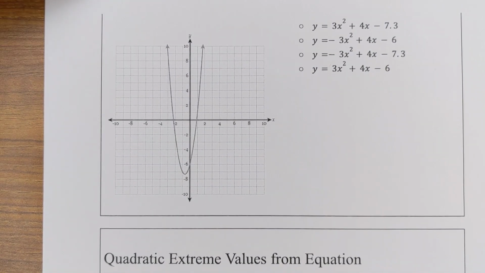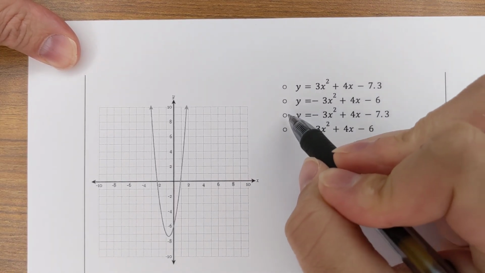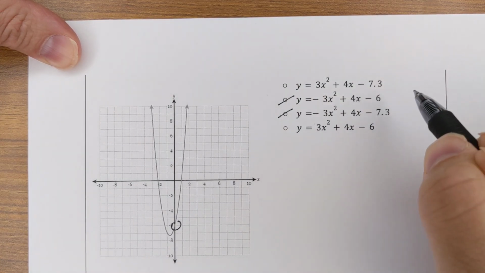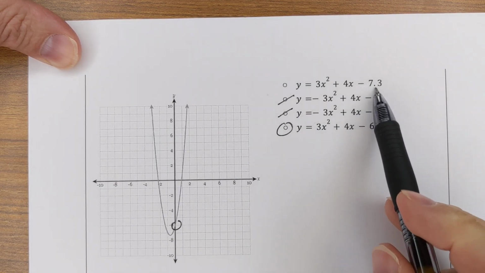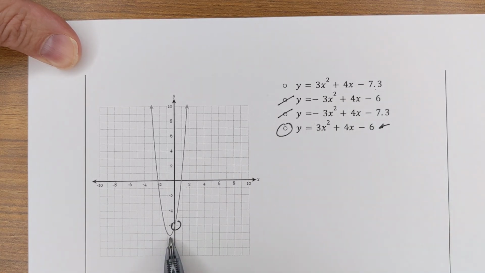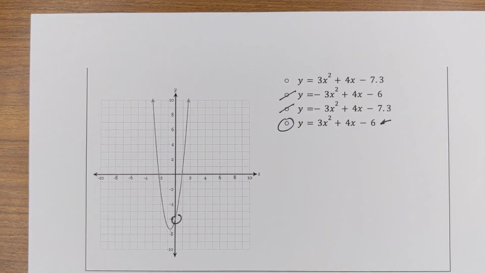All right. So once again, opens up, so we have to have a positive a value, so it cannot be the middle two. They have negative a's. Graph crosses at negative 6 again, so there's the one that has negative 6 at the end. Now just a note about what these values are here is the distractors here, that negative 7.3, that's the vertex, but that's not what that number is. That number is the y-intercept.